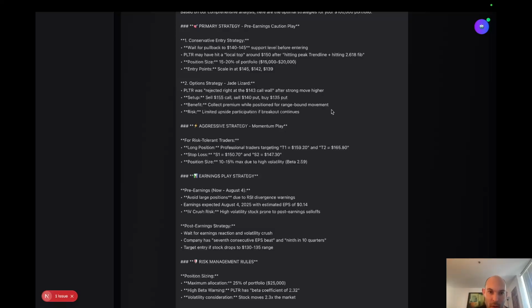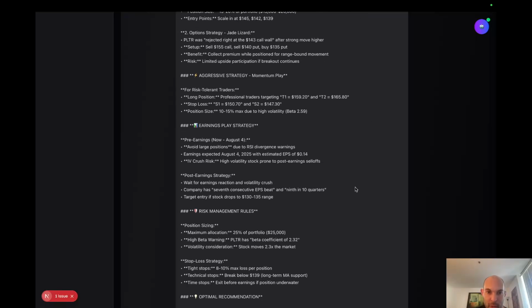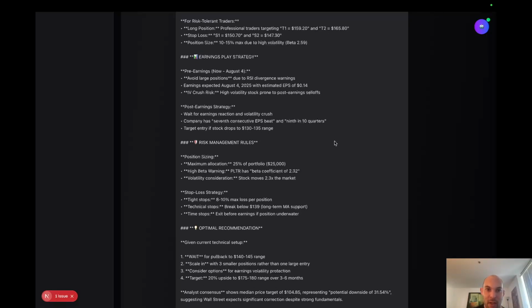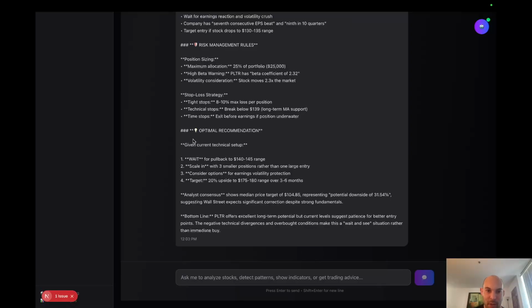Now we're talking. Aggressive strategy, momentum play. This is sick. Okay. Long position, stop loss at 150, position size. Okay. And then earnings play strategy. Now through August 4th, avoid large positions due to RSI divergence and earnings. Okay. Optimal recommendation. Wait for pullback to 140, 145. Scale in with three smaller positions rather than one large entry. Consider options. Okay. Shows me, yeah, this is really cool. Really, really cool.